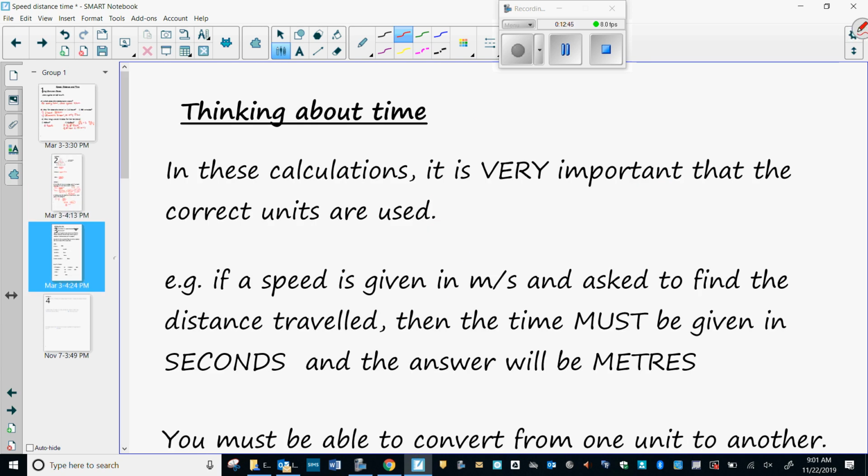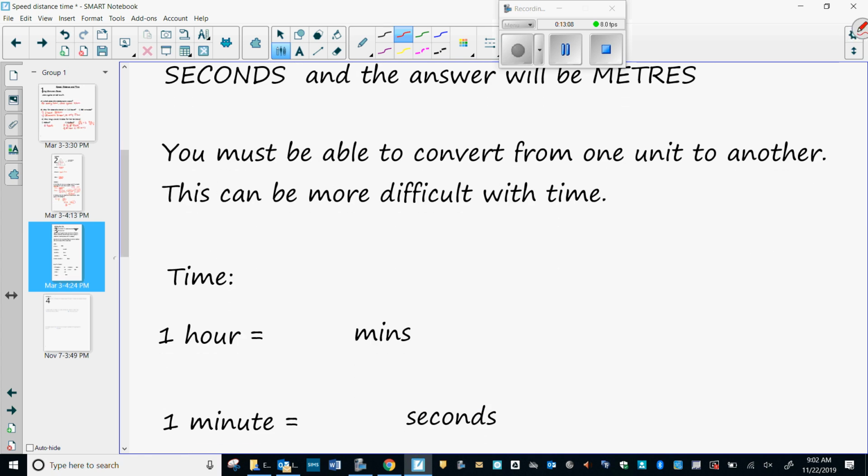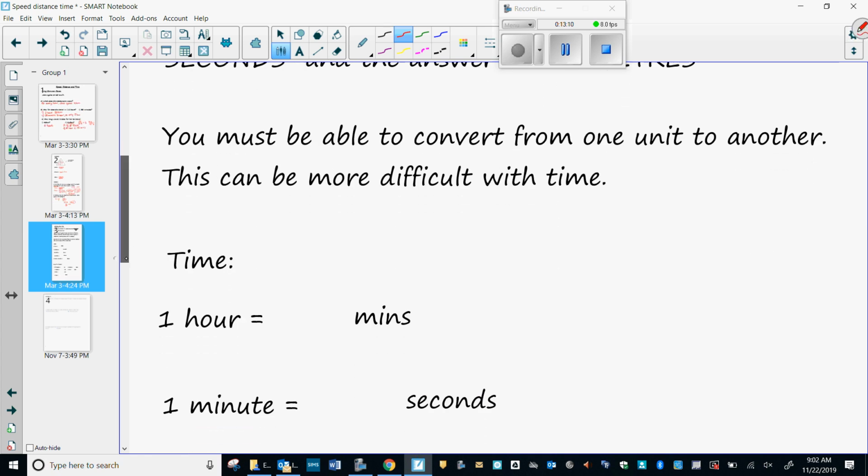Right, think about time. In these calculations, it's very important that correct units are used. We need to make sure you're comfortable changing units. If speed's given in meters per second and you're asked to find the distance, you need to put the time in seconds and the answer will be in meters. You need to be able to convert from one unit to the other. So let's just make sure.